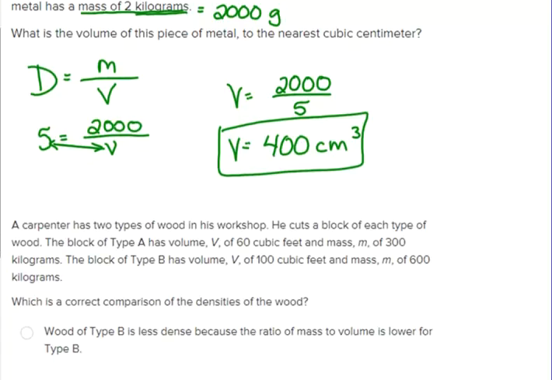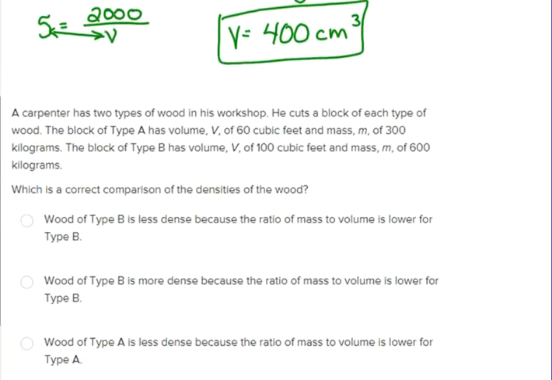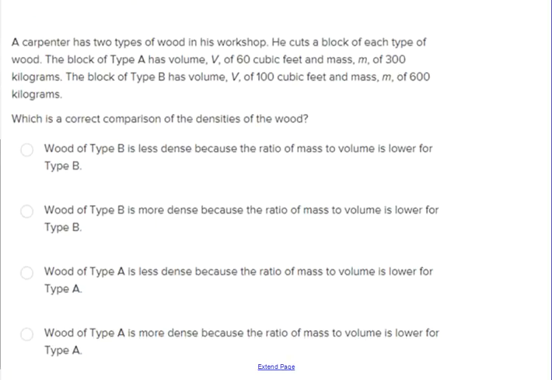Okay, let's look at one more here. A carpenter has 2 types of wood in his workshop. He cuts a block of each type of wood. The block of type A has a volume of 60 cubic feet and a mass of 300 kilograms. The block of type B has a volume of 100 cubic feet and a mass of 600 kilograms. What is the correct comparison of the densities of the wood?